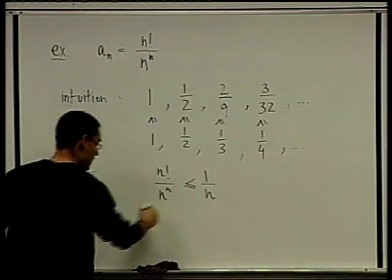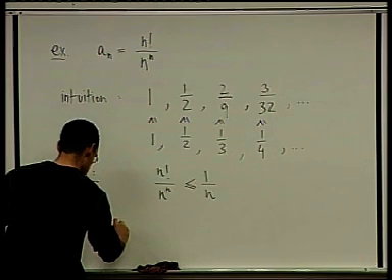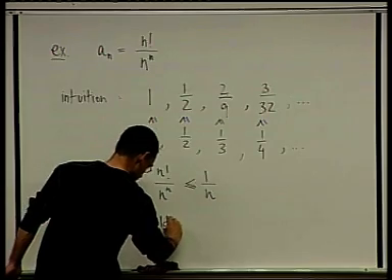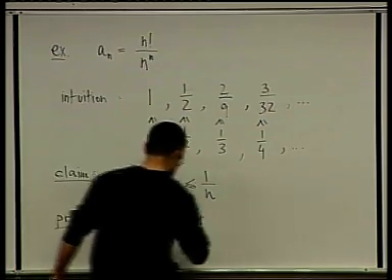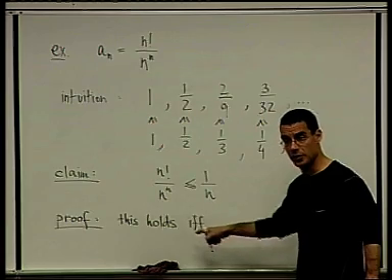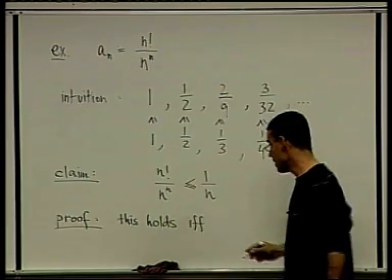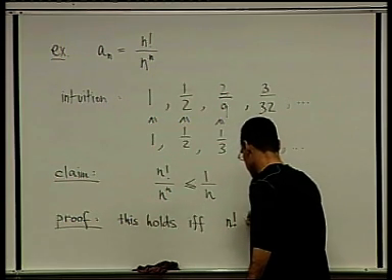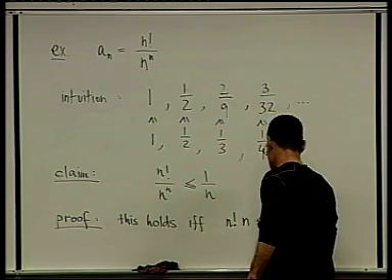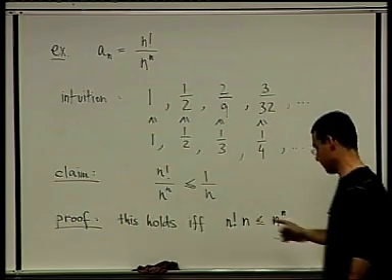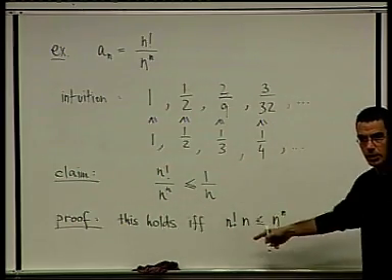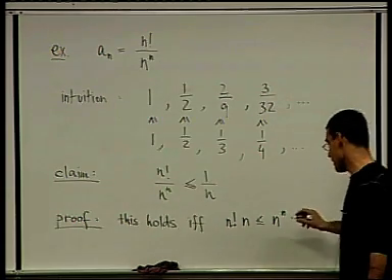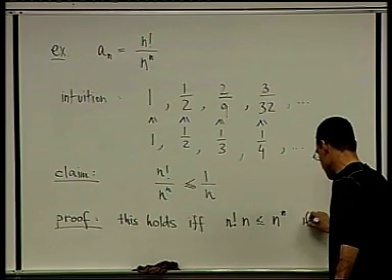Okay, so proof. Let me rewrite this. This holds if and only if. IFF is another way of saying if and only if. Okay? If and only if. And I'm going to cross multiply. n factorial times n is less than or equal to n to the power n. Do you agree that this statement and this statement are identical? Yes? Okay. And this holds if and only if.